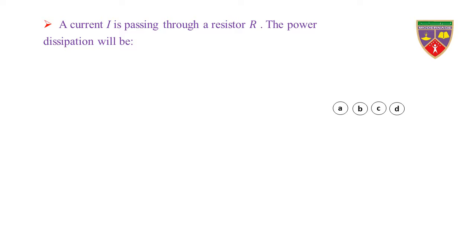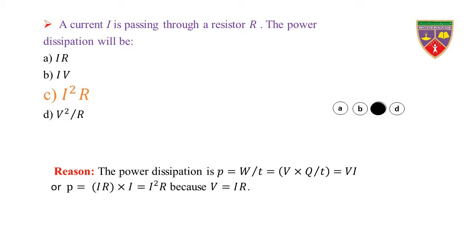A current I is passing through a resistor R. The power dissipation will be option A, IR; option B, IV; option C, I square R; option D, V square divided by R. The key is I square R. Therefore, option C is correct.